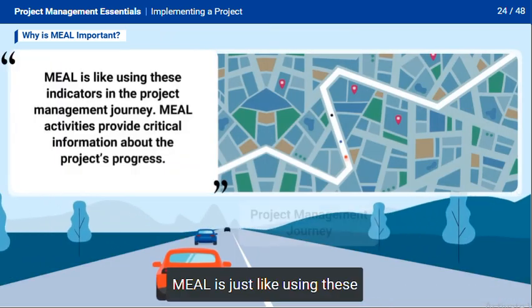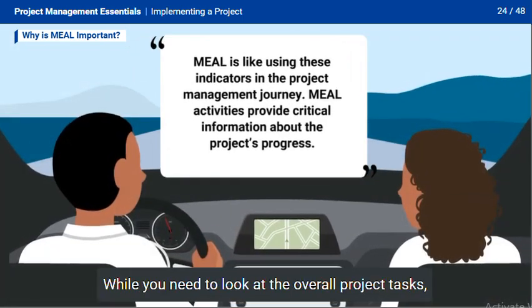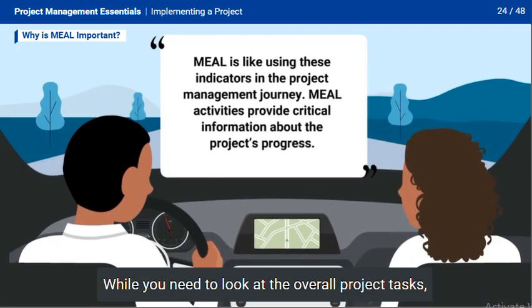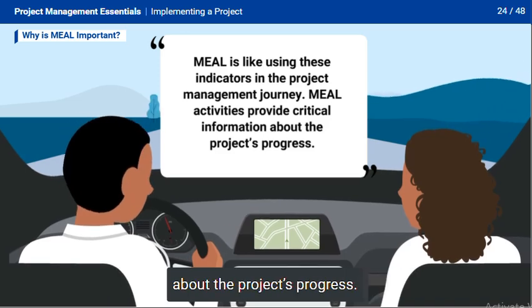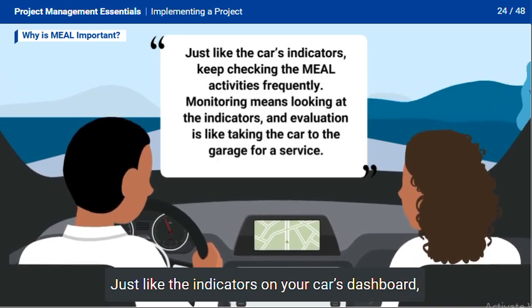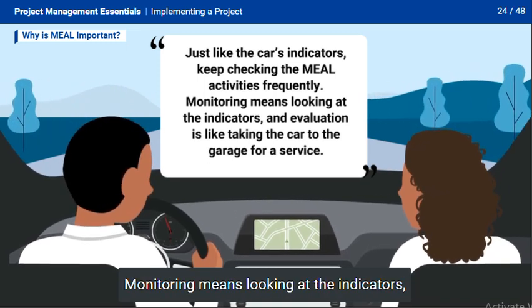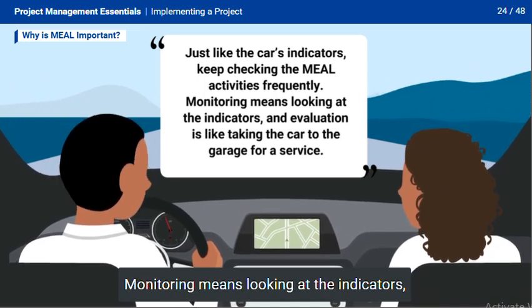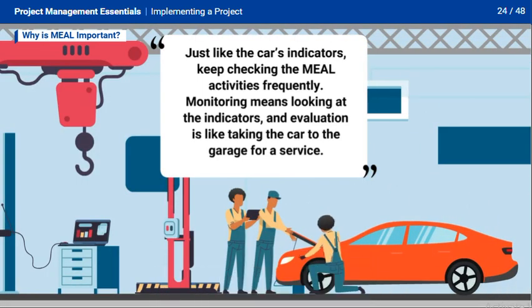MEAL is just like using these indicators in the project management journey. While you need to look at the overall project tasks, MEAL activities will give you critical information about the project's progress. Just like the indicators on your car's dashboard, you need to check the MEAL activities frequently. Monitoring means looking at the indicators, and evaluation is like taking the car to the garage for a service.